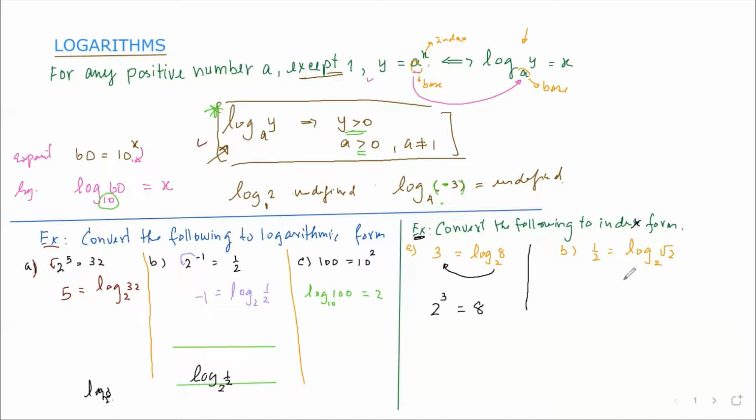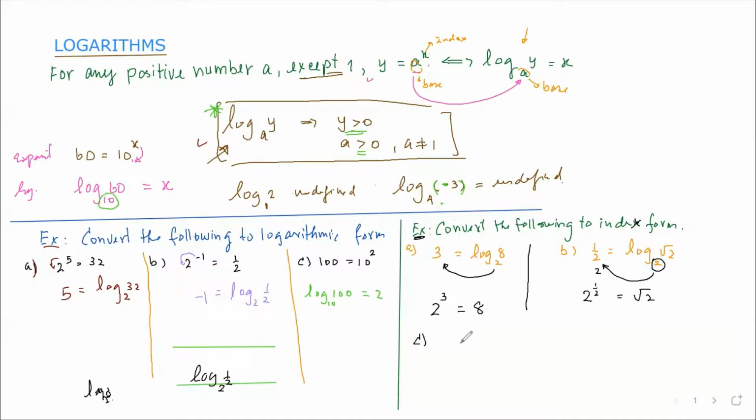Question B, same thing, the base is 2 for the logarithm. So base 2 here, move to the other side. So 2 goes here, and then the 1 over 2 goes up and becomes the power: 2 to the power 1 over 2 equals square root 2. That's all. This is the way to convert a logarithm to an exponent.